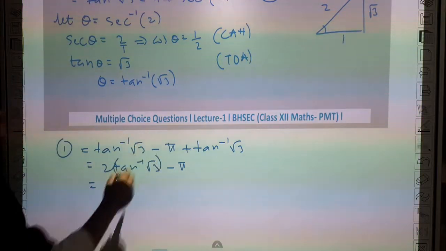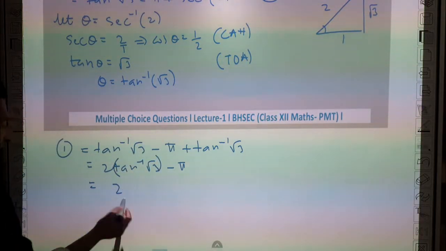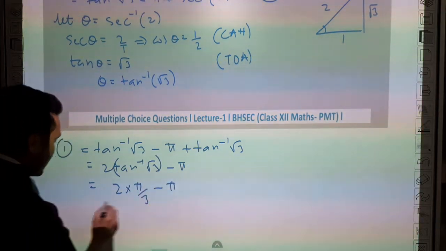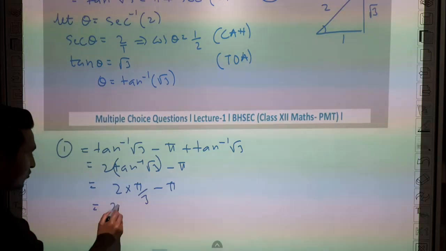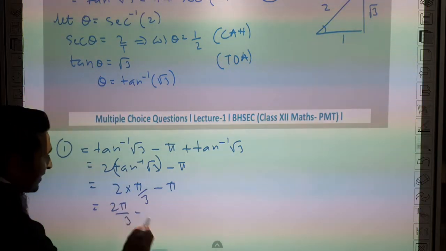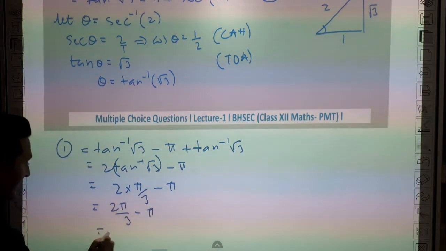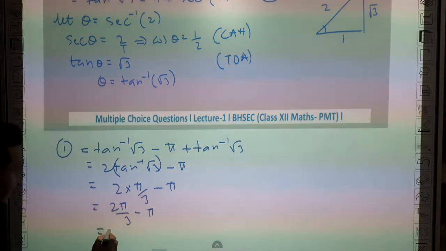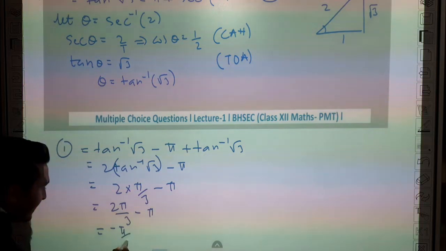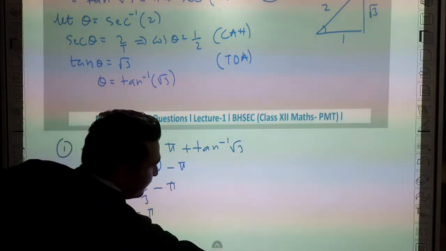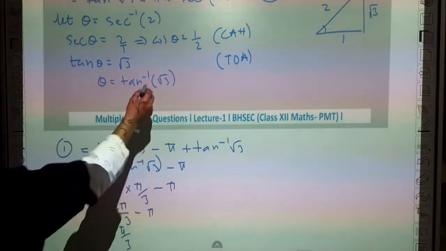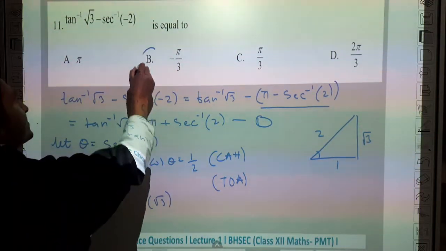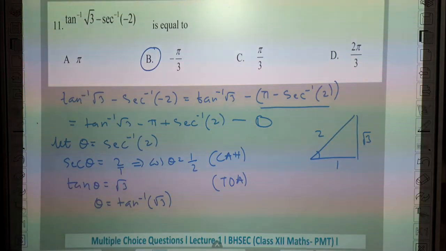Then tan inverse of root 3 is pi by 3. So it is 2 times pi by 3 minus pi, which is 2 pi divided by 3 minus pi. So it is 2 pi minus 3 pi divided by 3, that is minus pi divided by 3. Let's see whether we have minus pi divided by 3 in the options. Yes, we have. So the correct option is option B, minus pi divided by 3.